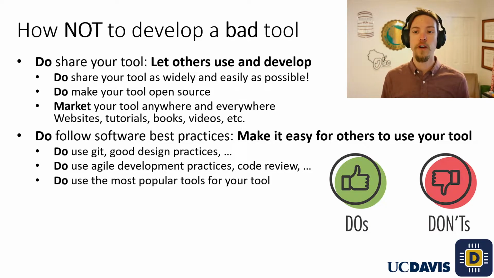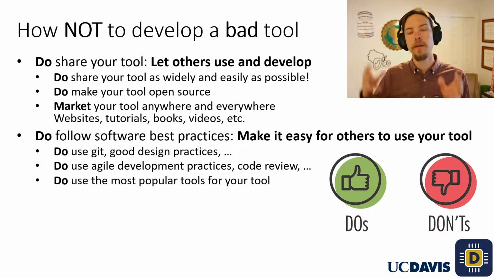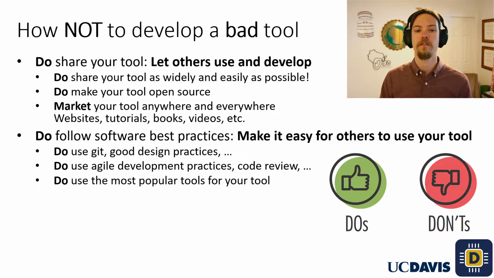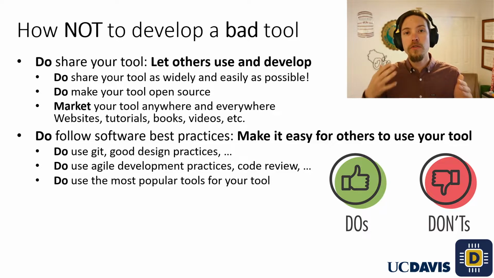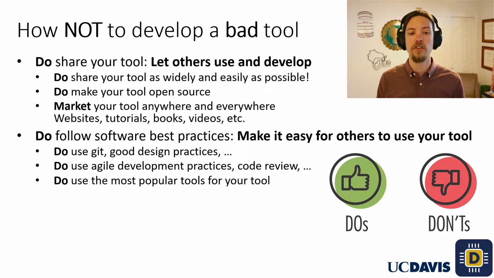So do follow software best practices. What you want to do in order to have impact is make it easy for other people to use your tool. And this means follow software engineering best practices. Use Git, use some kind of version control, use good design practices, build modular systems. Use agile development practices, make small changes over time instead of big dumps. Use things like code review so people can understand what it means to contribute, and these kinds of things.